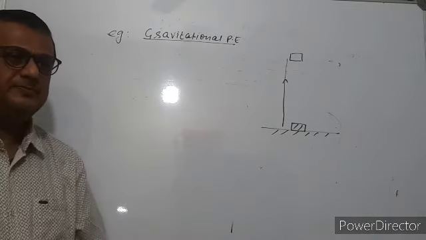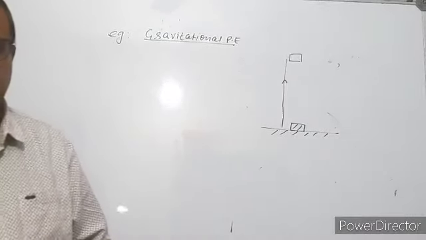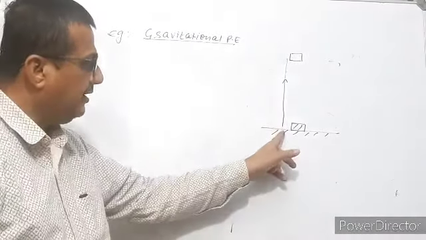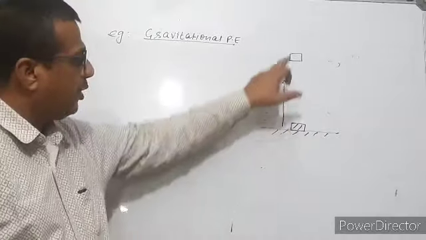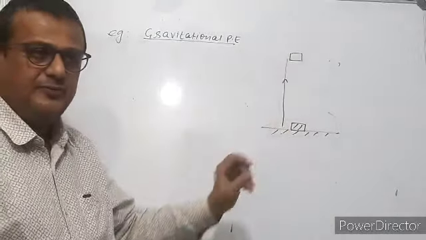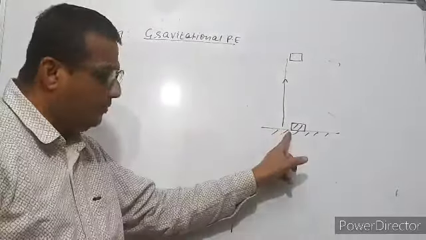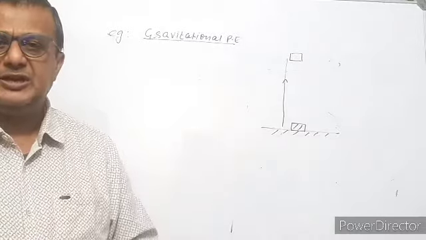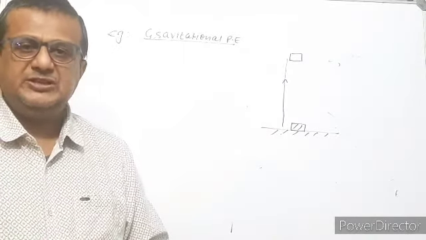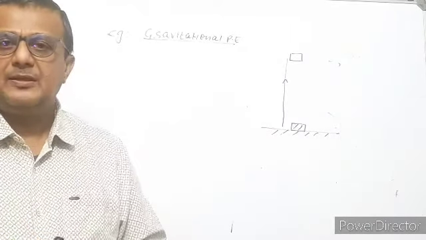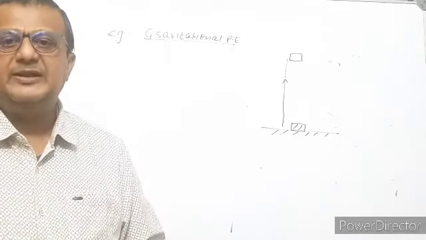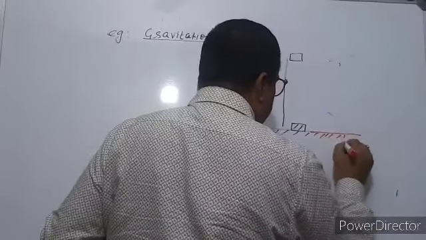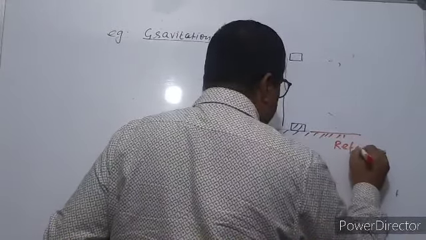Actually, potential energy is a relative quantity. We always have to compare. A body is kept here. When the body is brought to this position, then we have to compare from this position. So always we can say that potential energy has a reference frame. Potential energy is always a relative term. So we suppose here this is the reference position.